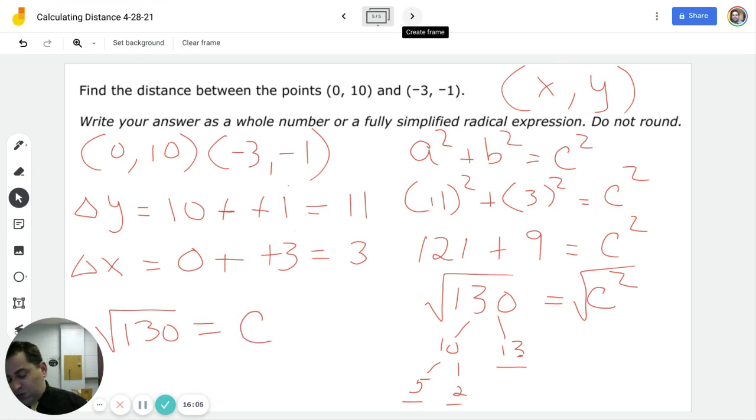So I hope that this helps you understand radicals a little more, like what exactly is going on here, and the distance formula calculations as well. So if you have any questions, feel free to email or bring them up in class.